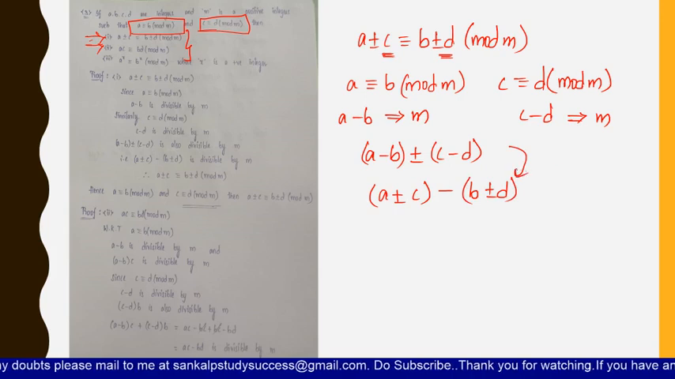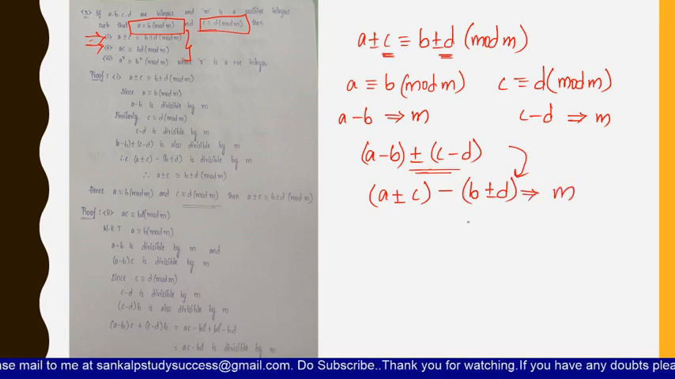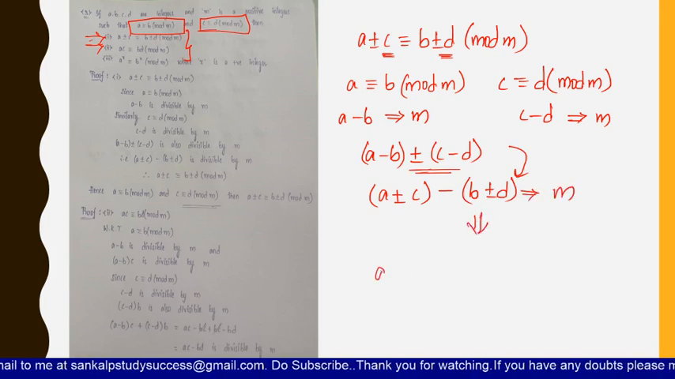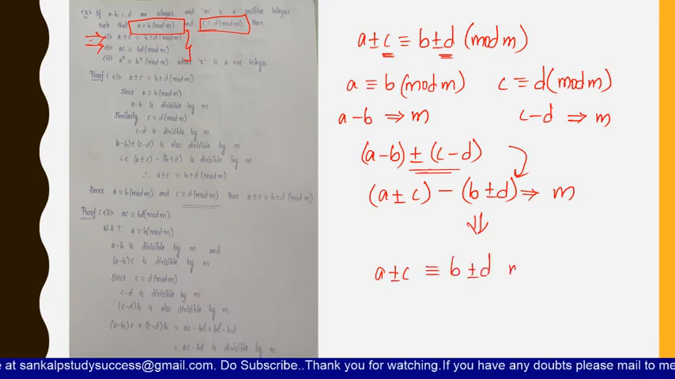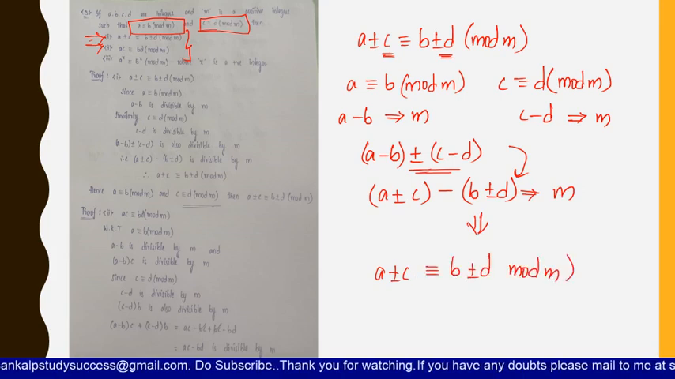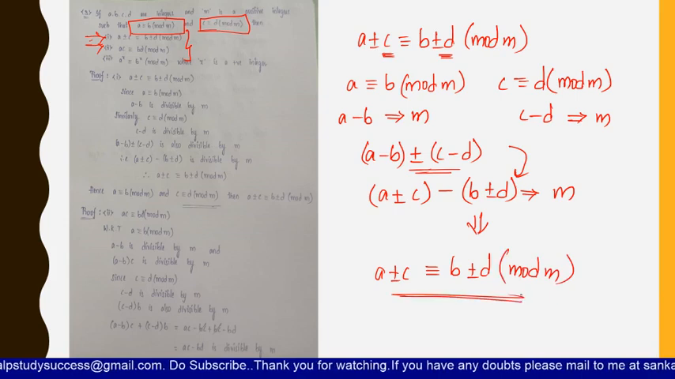These two are one and the same. So if this is divisible by m, then this is also divisible by m. So you can represent this equation as a plus or minus c is congruent to b plus or minus d mod m. This is the equation which you can represent. a plus or minus c is congruent to b plus or minus d mod m. This is our first proof, right?